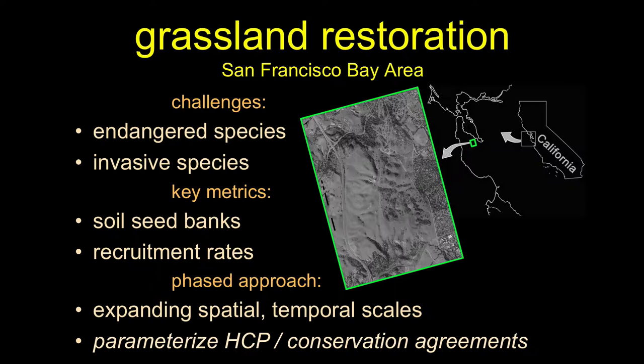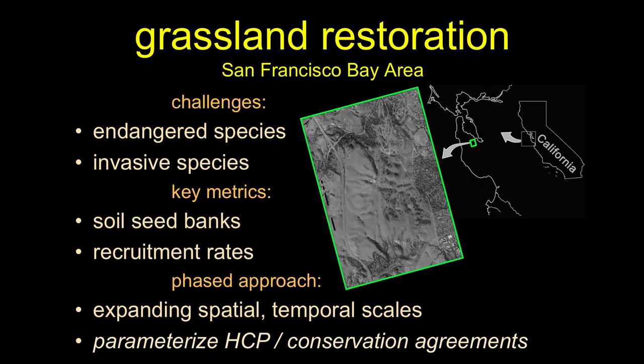Okay, so that was the last little bit of grassland history for you guys. Let's talk about what we did up there. Again, here are the challenges. We have some endangered species, things like the tiger salamander that we've already talked about. But primarily invasive species, things that are not native that we don't want in our ultimately successful grassland, or at least we want to minimize them.